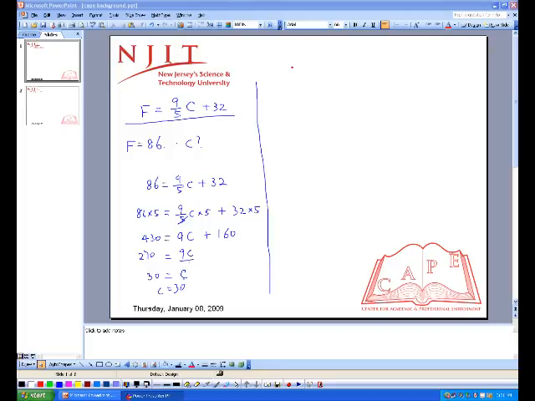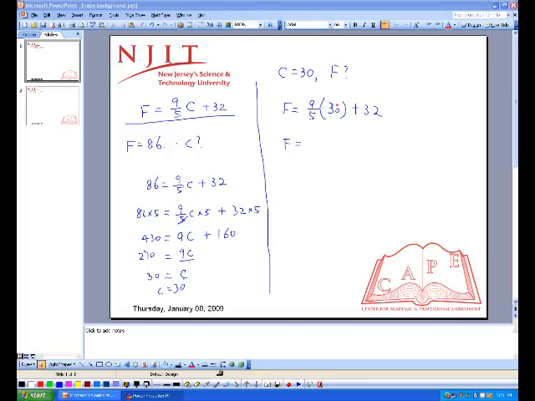Now let's say we know that Celsius is 30 degrees. Now what's Fahrenheit? Well, assume that we didn't know this before. Let's check that. Let's solve for the Fahrenheit using the equation. We have F is equal to 9 over 5 times, now we just plug in the C, 30, plus 32. Now, this seems like an easier one.